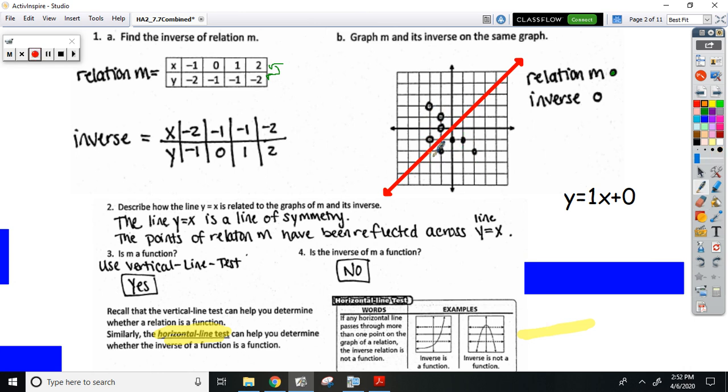So if I use the horizontal line test, see how it fails? That tells us that the inverse is not a function. If you don't like this, you can just use the vertical line test for both individually. But if you want, you can use the horizontal line test on the original relation, and that will tell you if the inverse is a function.